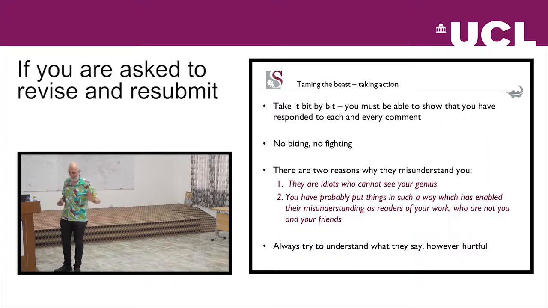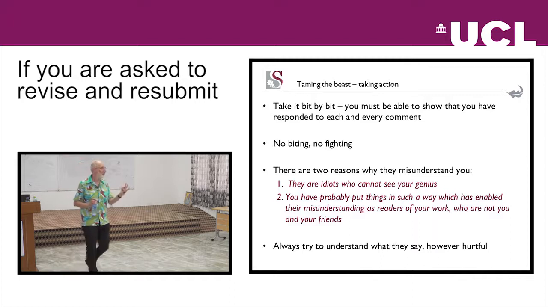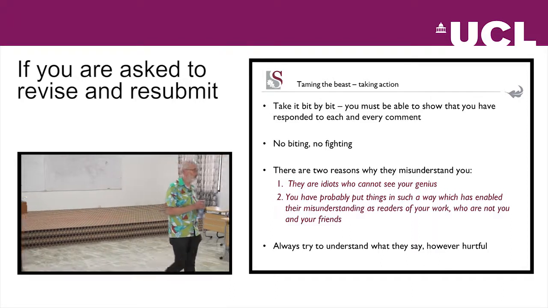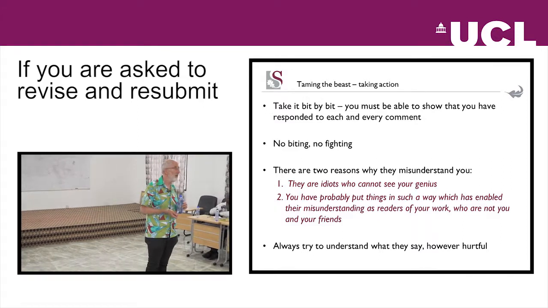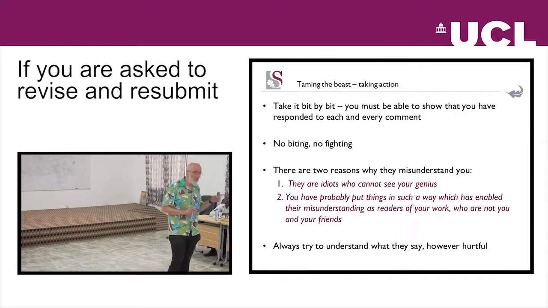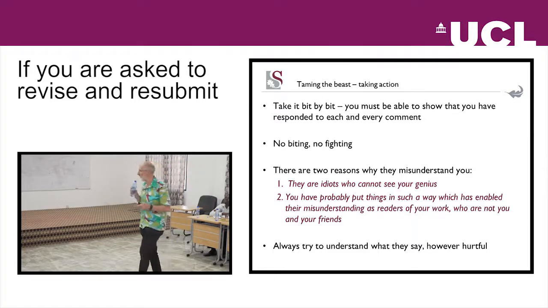Occasionally they are, but generally speaking, here's my rule of thumb. There are only two reasons that you get completely misunderstood: that they're idiots and can't understand your genius, which of course we all feel all the time. But the key one is, what have I done to enable this reviewer to misunderstand me so completely? It's not that they don't misunderstand, they do. How did I lead them in this direction? How did I not signpost correctly? How did we get to this? Sometimes it's just the reviewer, but it's often the way in which you put things together.